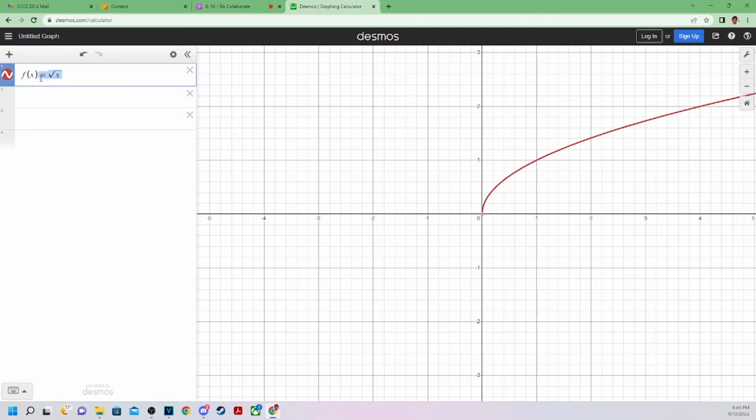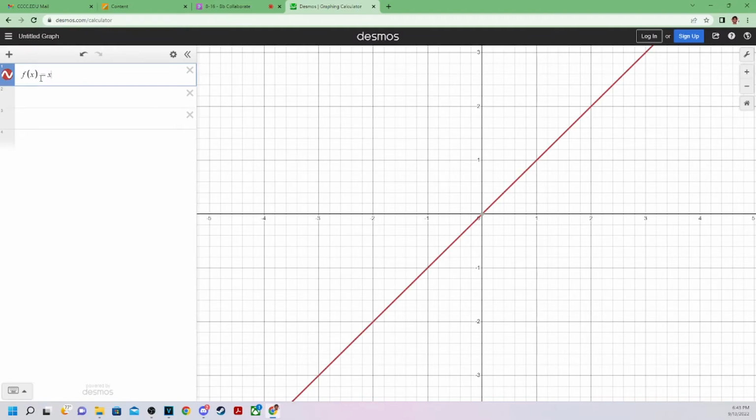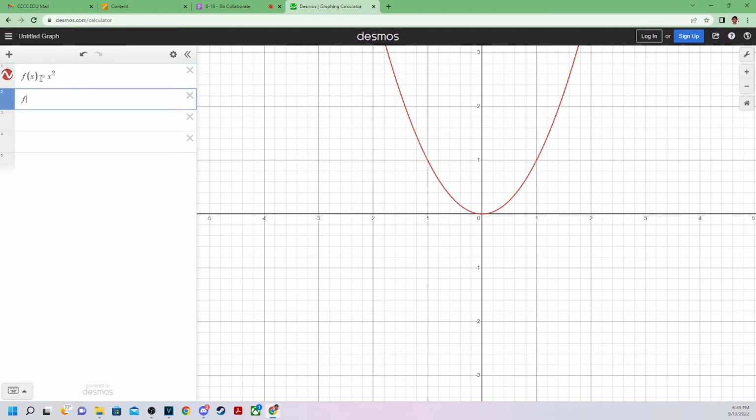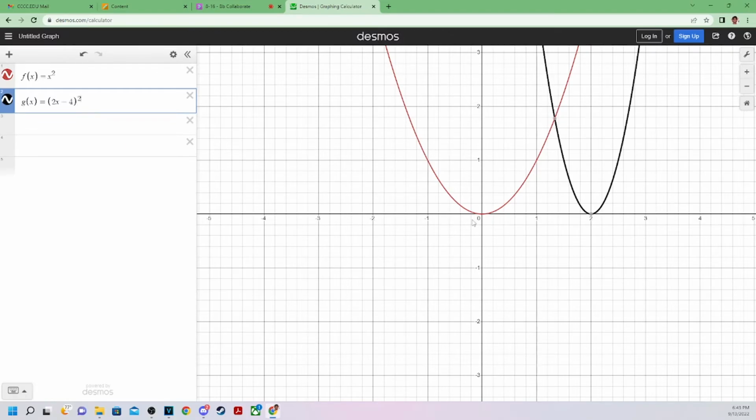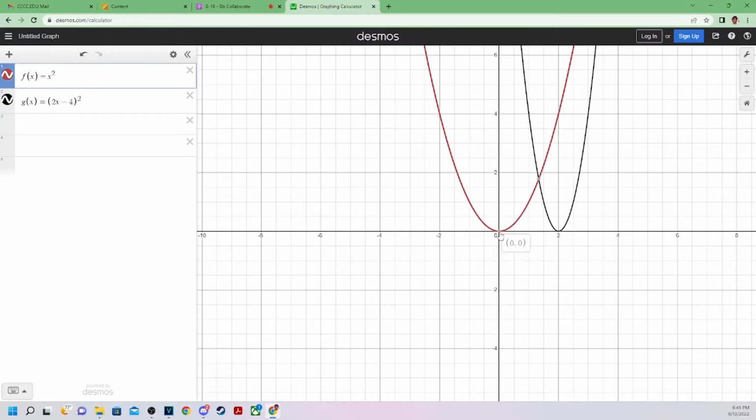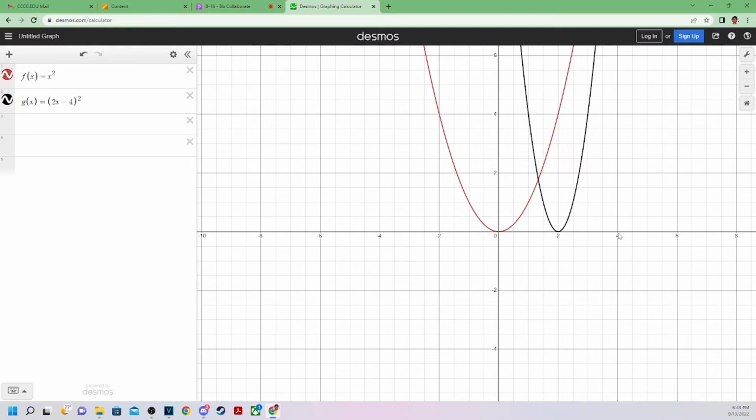Let's do x squared. And now let's do the new one. Let's do g of x equals (2x minus 4) squared. You would think it goes right 4. You would think. Let's look at this vertex. The parent vertex is at 0, 0. And if I move right 4, I should be over here. I should be located over here. But it's located at 2. I didn't move right 4. I moved right 2. But why?